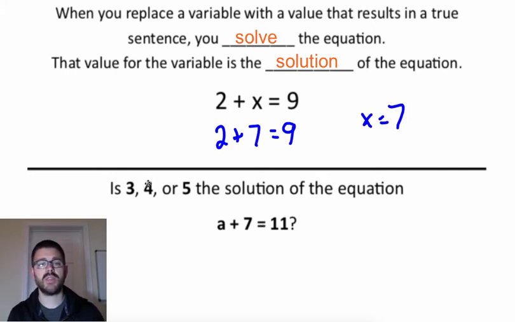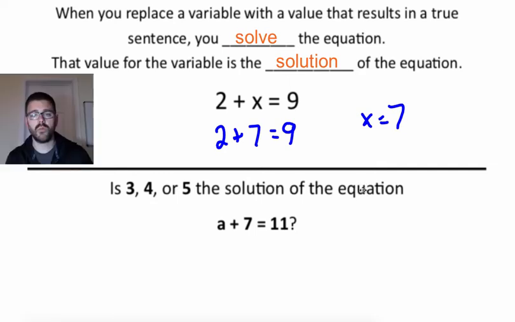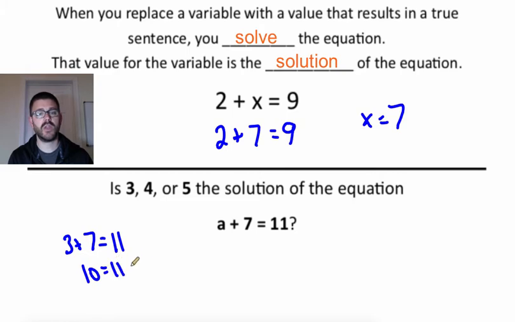So in a problem like this, if I say, is 3, 4, or 5 the solution of the equation? What it really just means is try each of them, see which one works. So I put in 3 in place of a. So 3 plus 7. Is 3 plus 7 equal to 11? Well, no. 3 plus 7 is equal to 10, which is not equal to 11. So I plug in a 4. 4 plus 7, is that equal to 11? Well, 4 plus 7 is 11.